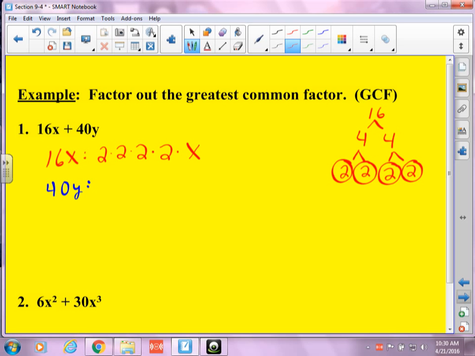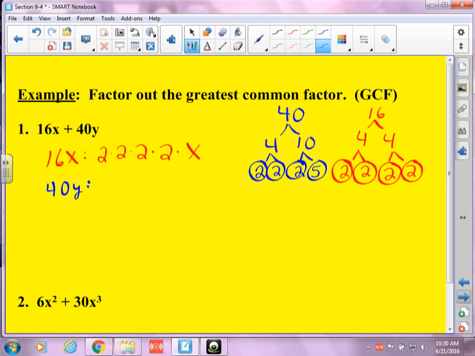All right, now I'm going to take 40 and I'm going to do a tree. So what does 40 break down into? 4 and 10. Is 4 prime? No. Is 10 prime? No. Neither of them are. 4 is broken down into 2 and 2. Those are prime. And what does 10 break down into? 2 and 5. And it's 5 and 2 or 2 and 5. It doesn't matter. Okay?